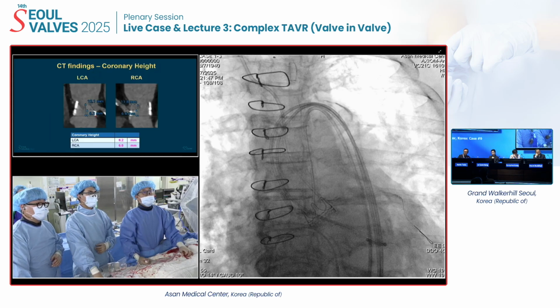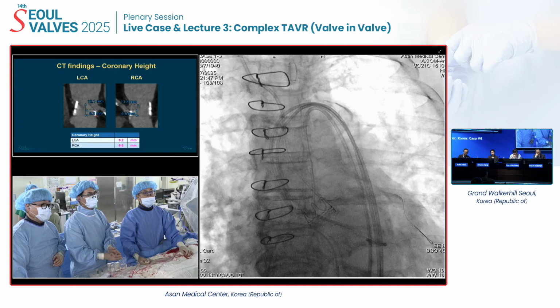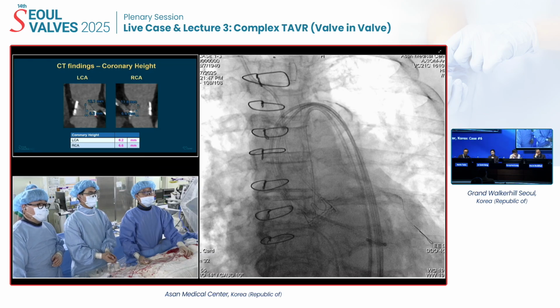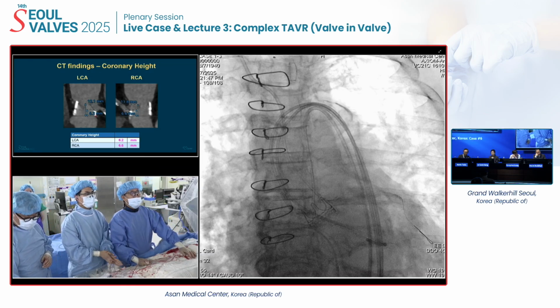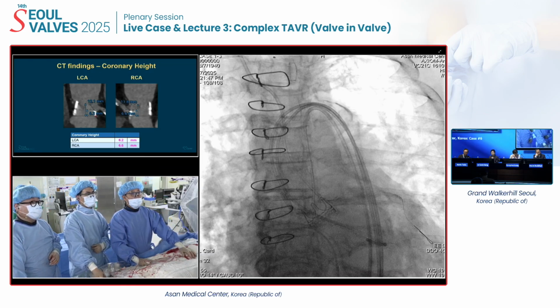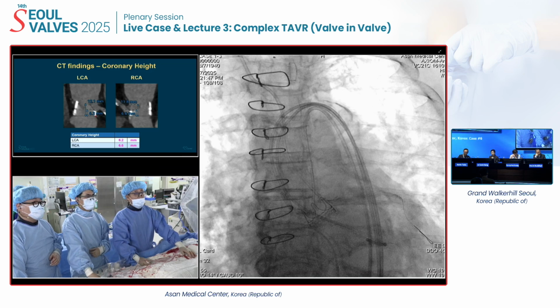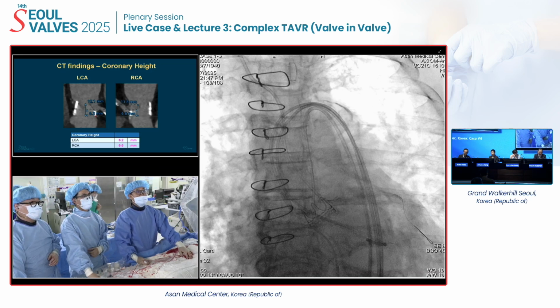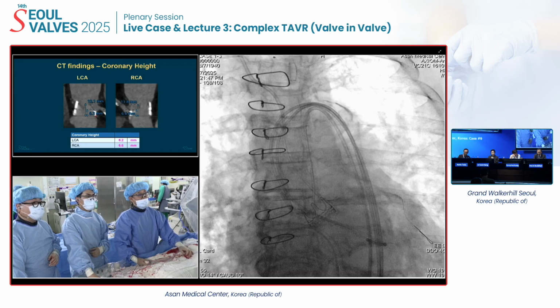Next one. So, the coronary height is very narrow, and we know well that less than 10 millimeter is a very high risk, and the left coronary is 6.2, so there was a higher risk of left coronary, and the RCA was also 6.6. Both coronary arteries are less than 10, 6.2 and 6.6, and next one.